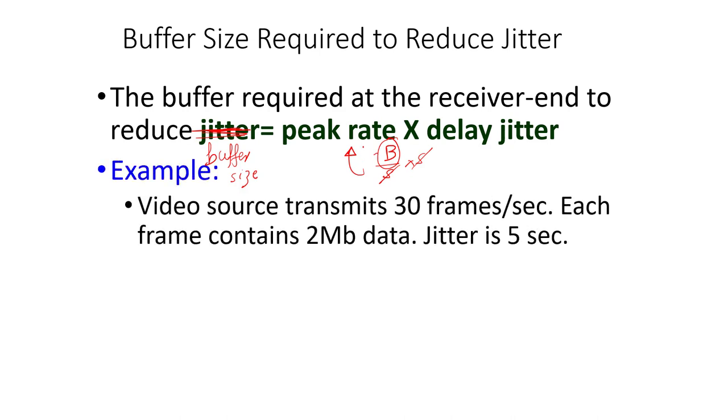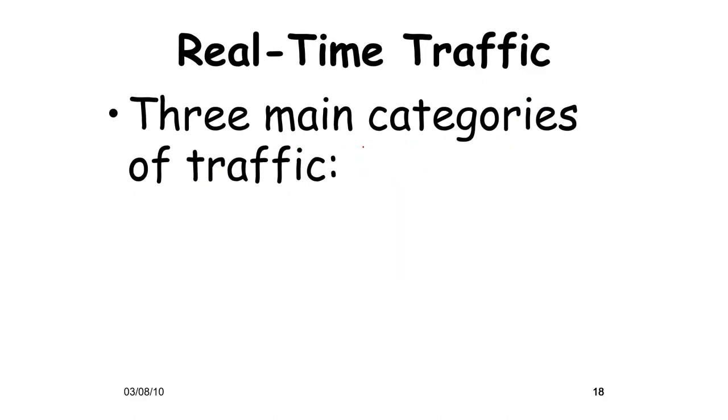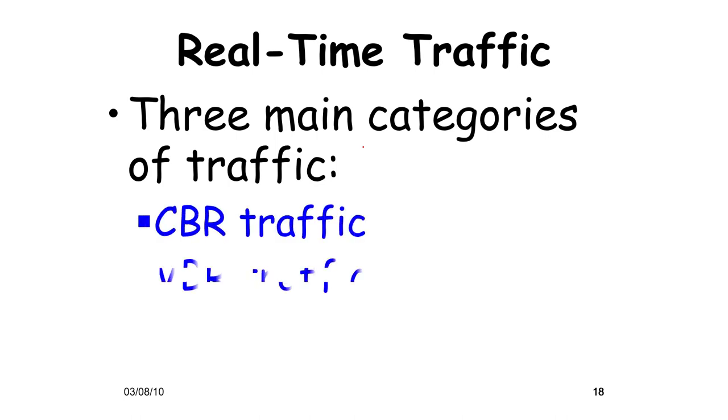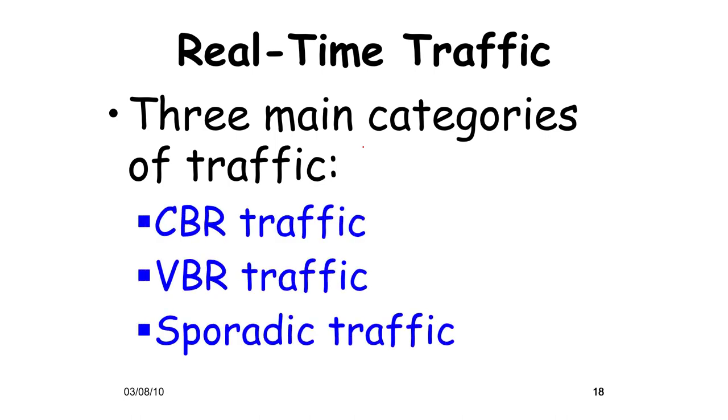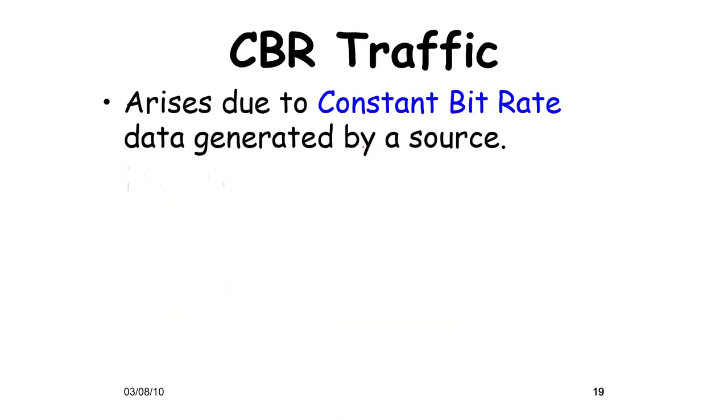An example is that a video source transmits at, let's say, 30 frames a second. Each frame contains 2 megabits of data and the jitter is 5 seconds. So the buffer size that is required is 30 times 2 times 5, which is 300 megabytes, which is substantial, not a small number. The categories of real-time traffic are three types: CBR, constant bit rate, variable bit rate, and sporadic. We'll study these in the subsequent slides.